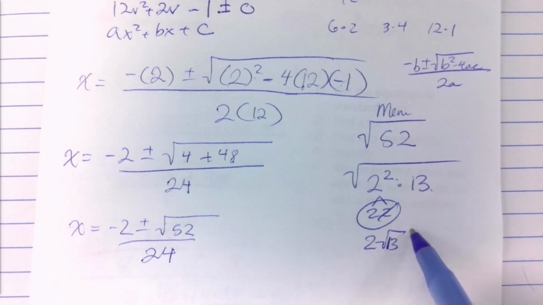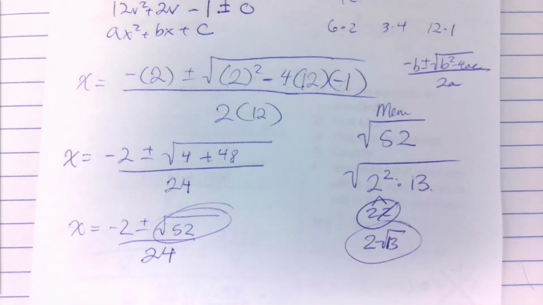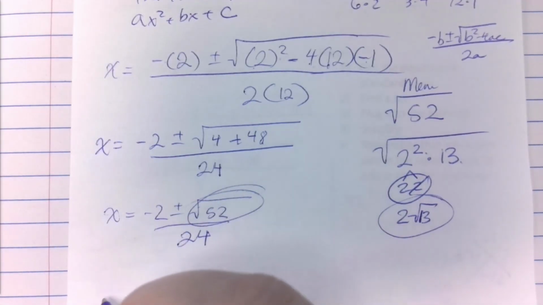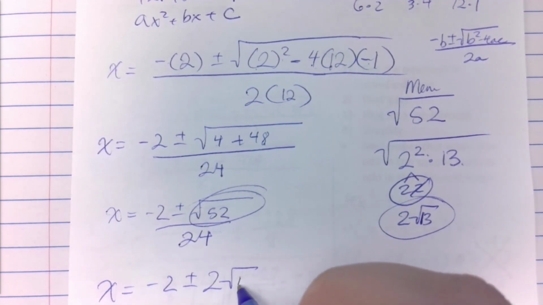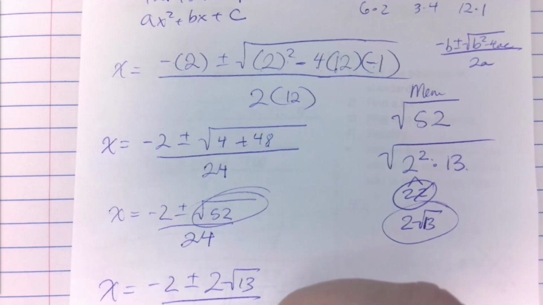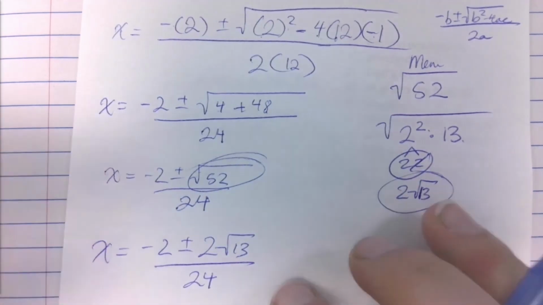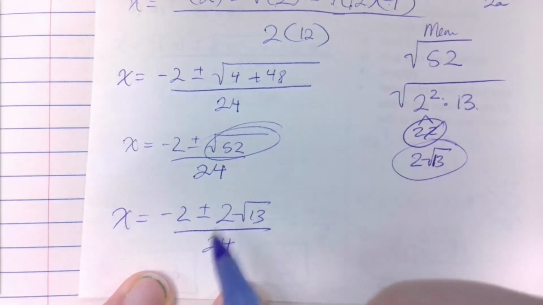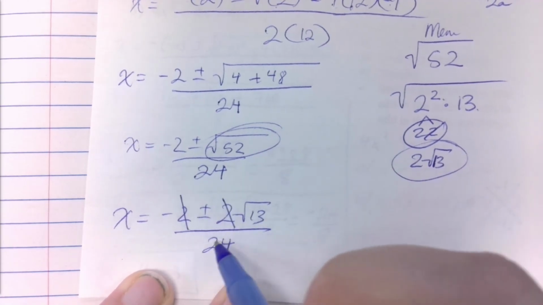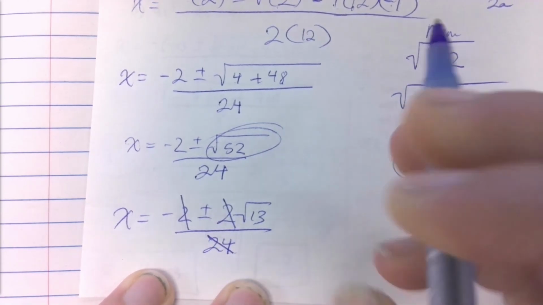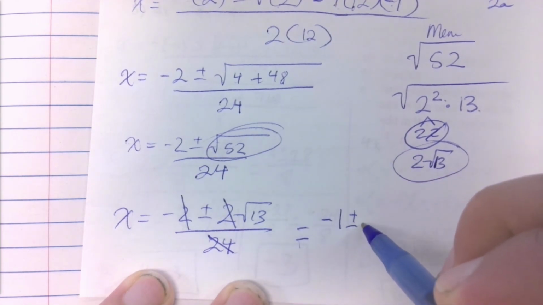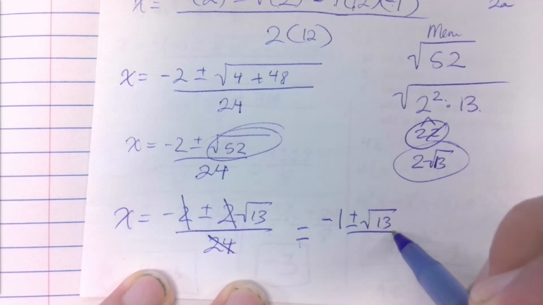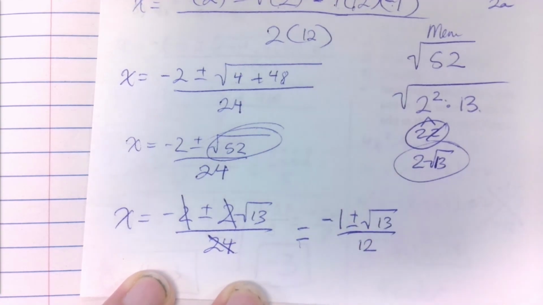So this is going to replace all of this. And now we can cross a 2 out of everything. I can take a 2 out of here, a 2 out of here, and a 2 out of here. So this is going to be negative 1 plus or minus the square root of 13 over 12. And that is it. That's the whole thing.